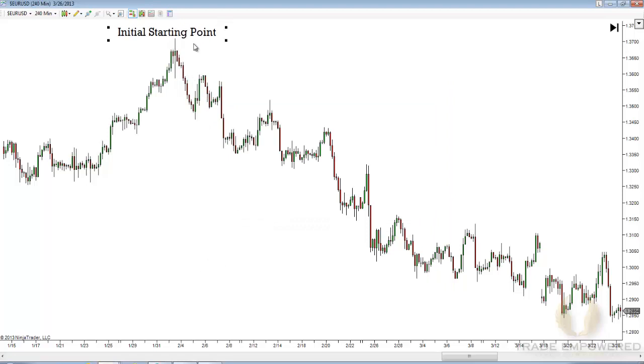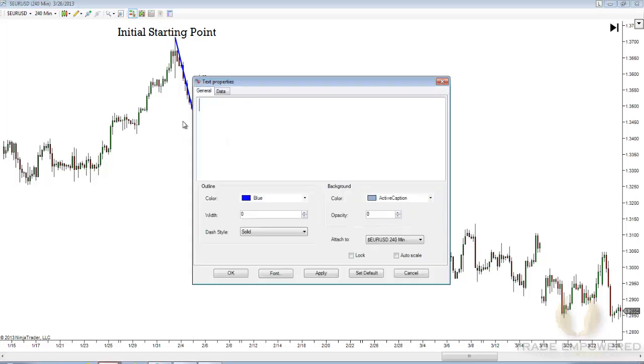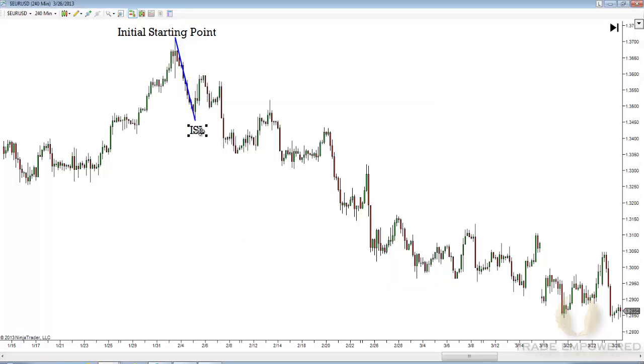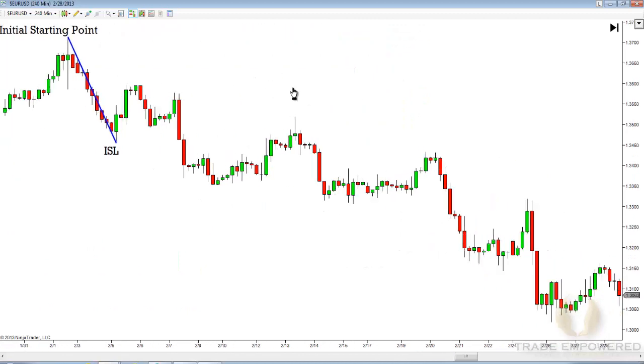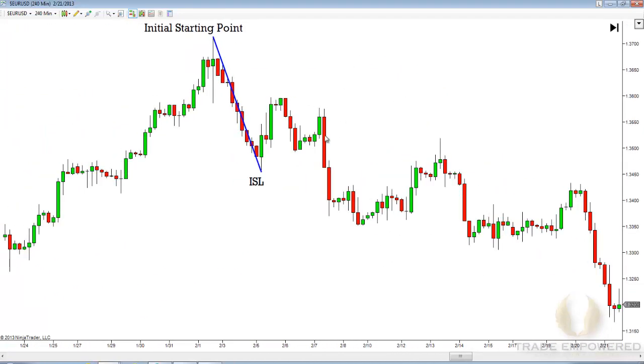We have our initial push down right here, from this swing high to this swing low, creating our initial structure low. And I'm going to say this is ISL, initial structure low. Let's see if I can zoom in some here. There we go, that's better. Initial structure low. We then get our outside return, and you can see that it completes lower than our initial starting point.